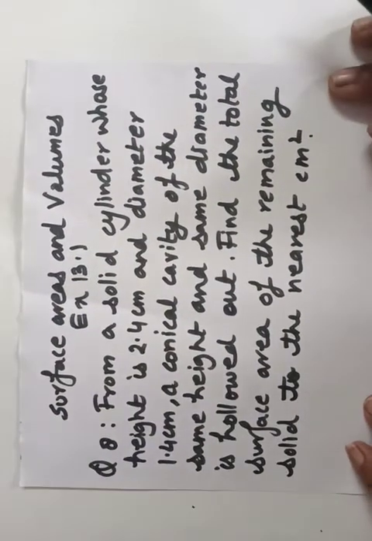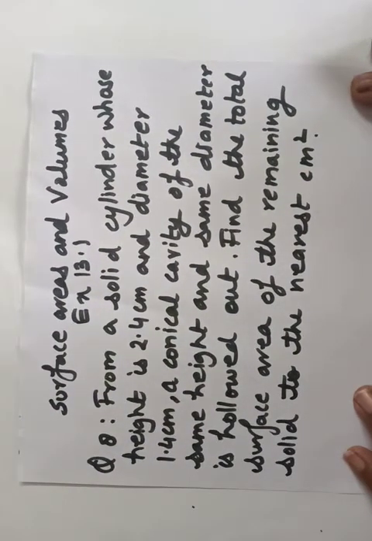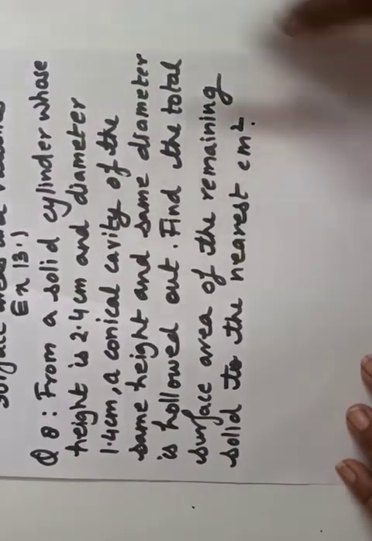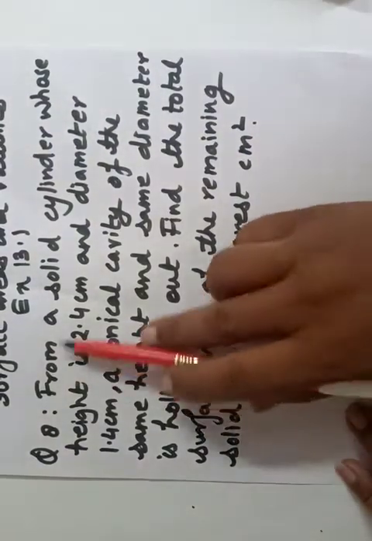So this is the thing: we have a cylinder and we have taken out a conical cavity from that cylinder. So we need to find the surface area of the remaining solid. I already told you in my previous video that to solve such questions we always need to make a figure for the question. So let's make one.